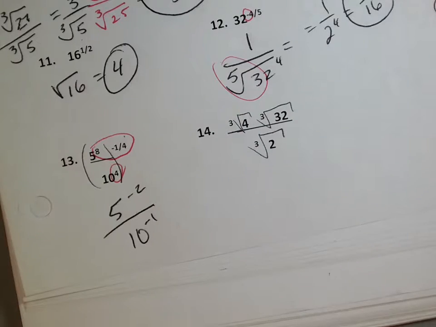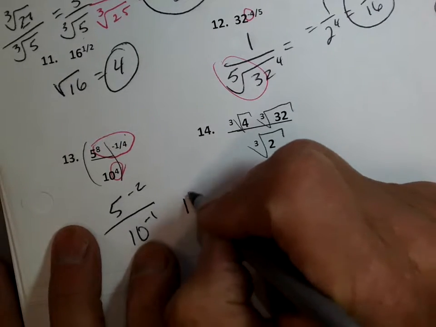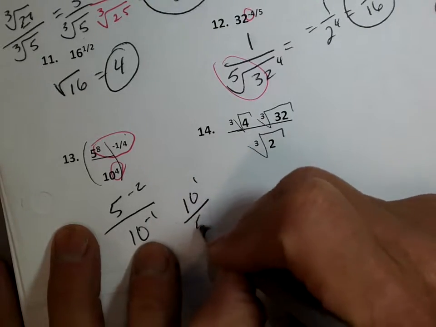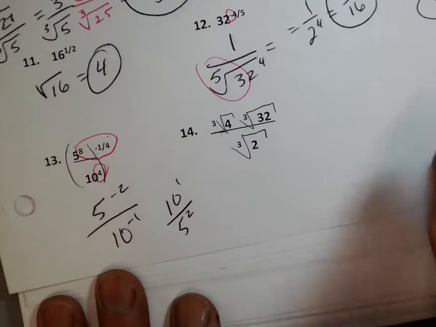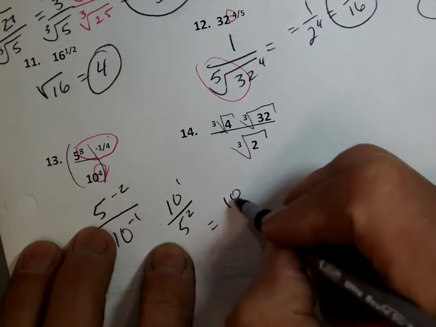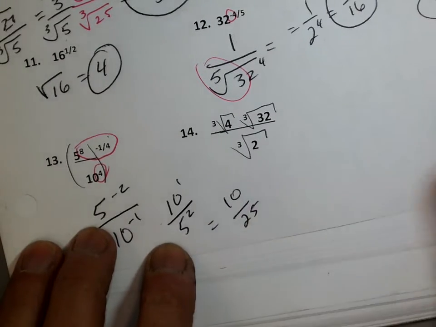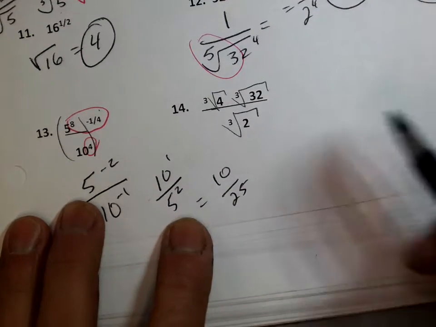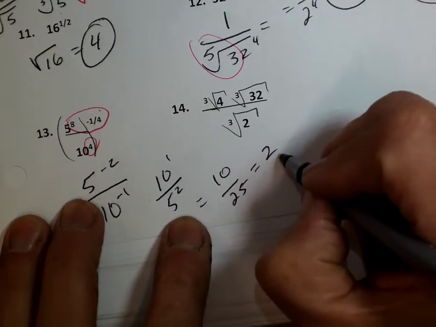Now, what I know with exponents, if they're negative, they're on the wrong side, right? Negative, so I'm going to flip it. I'm going to bring the 10 to the 1 on top and the 5 to the 2 on the bottom. Okay? Now I'm going to keep going. That's the same thing as 10 over 25, which is 2/5. Okay?